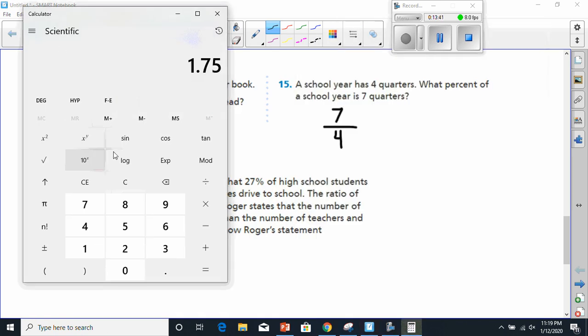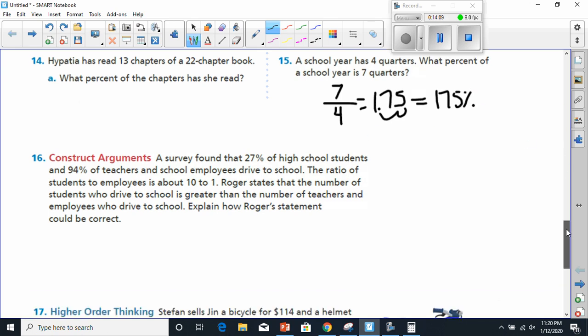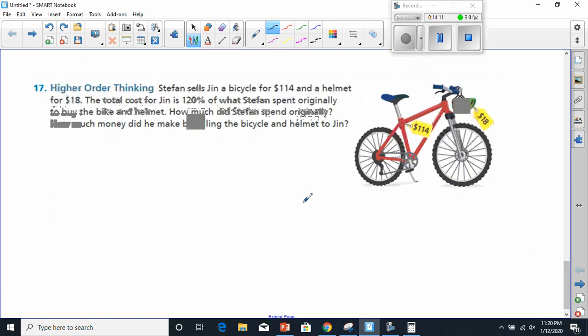We've got 7 divided by 4 gives me 1.75, and then we have to move our decimal over 2 spots because they're saying turning it into a percent. 1.75, after we move that decimal over 2 spots, is going to become 175%. And let's see, number 16, we're on number 17, higher order thinking.